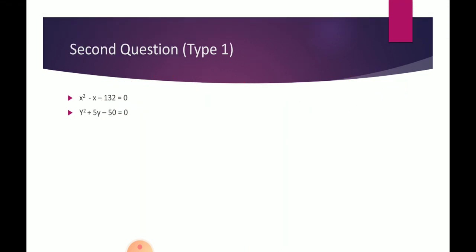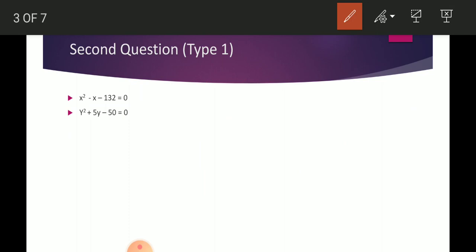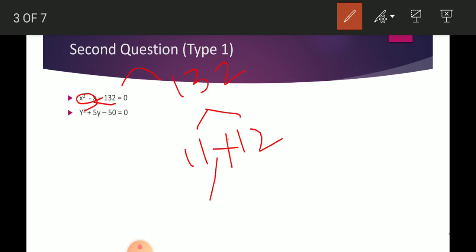Okay, now next come to the second question. This is also a type 1 question. In this case also the coefficient of x square and y square are same, so at first we have to take the product and break 132 such that, since the sign before 132 is negative, the subtraction of the factors gives us the coefficient of x, that is 1. So such factors will be 11 and 12. Since the sign before x is negative, the sign before the higher value, that is 12, will be positive. And since the sign before 132 is negative, both roots will have opposite signs.